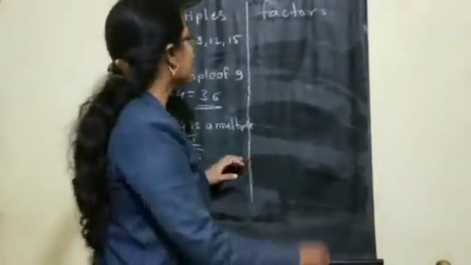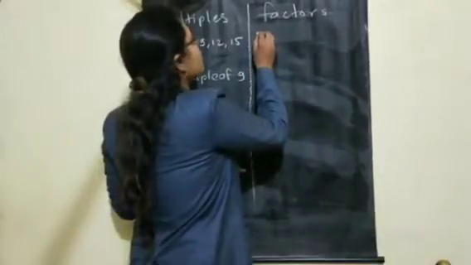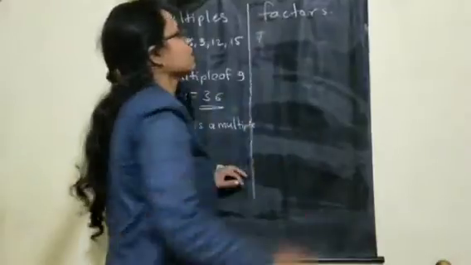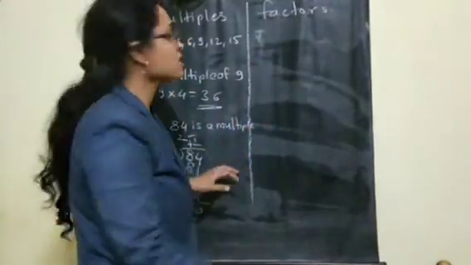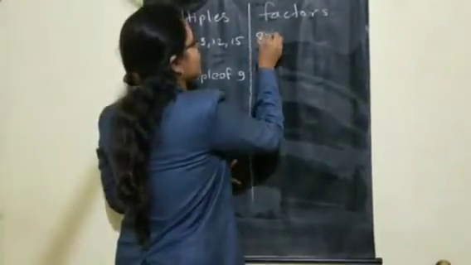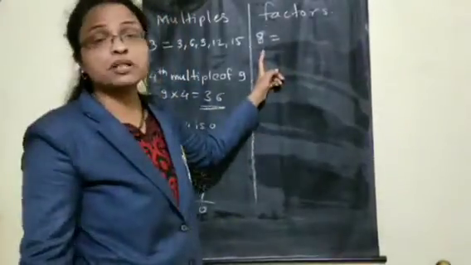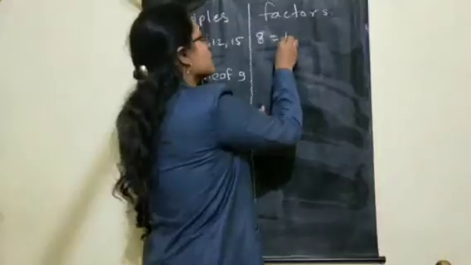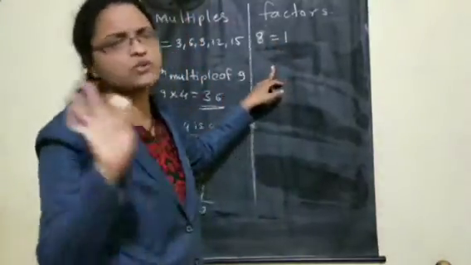Now children, in the factors, if it is asked, find the factors of 7. In the factors, children, if it is asked, find the factors of 8, it means in which numbers 8 is present, you have to find out. So always 1 is the factor of every number. That you have to keep in mind.